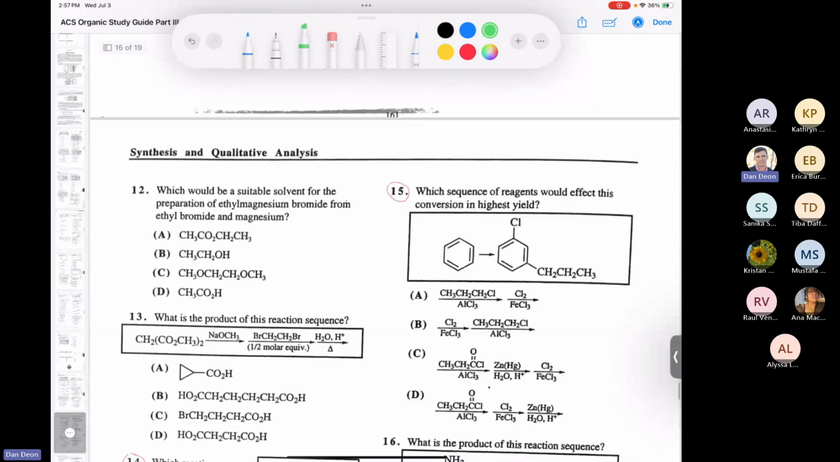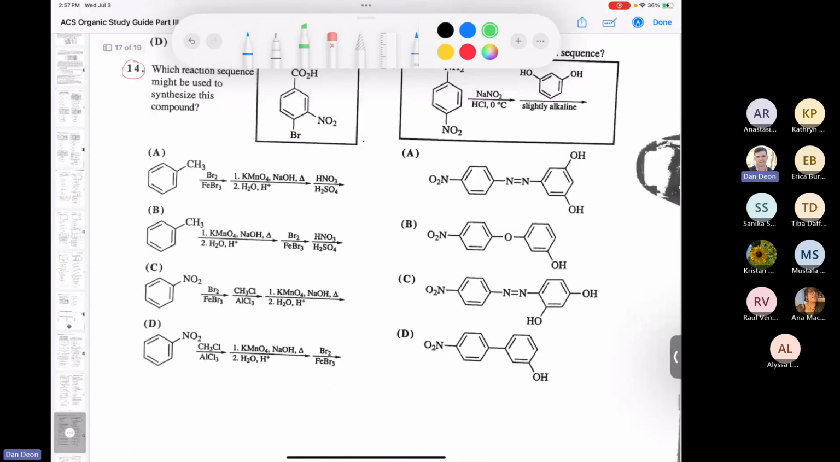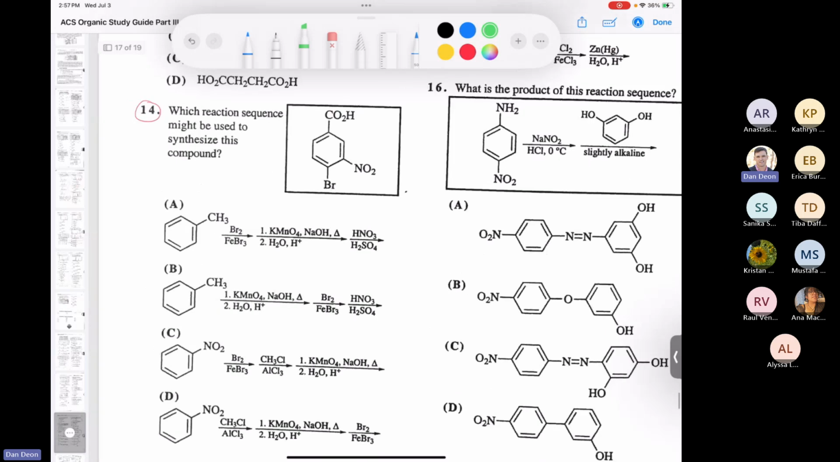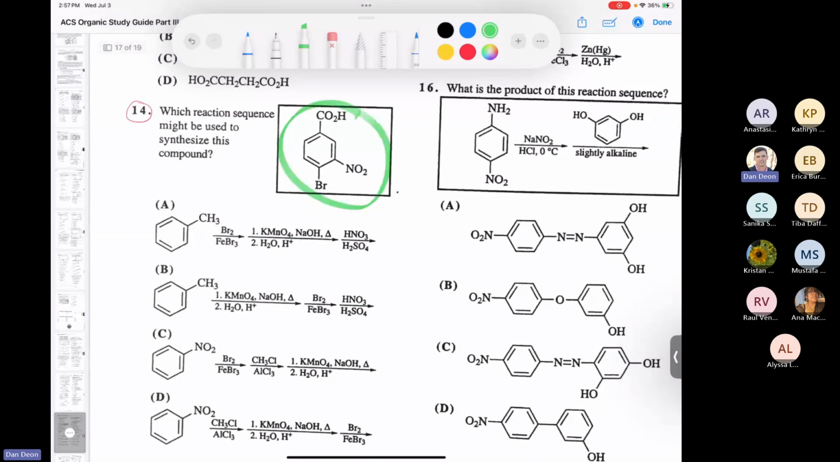Number 14, this one right here. Okay, wow, this is a cool compound. You've got a carboxylic acid, you've got a nitro meta to it, you've got a bromine para to it. They said which reaction sequence would make this.